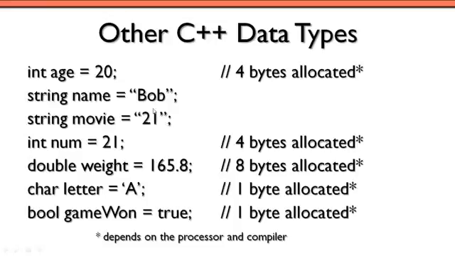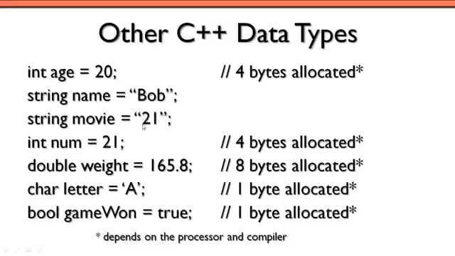And then we could have a string representation of a number. So we have 21 here. So you see that 21 has double quotes around it, but we're storing it into a string variable, in this case called movie. So it may be the title of some particular movie. So always with our string values, the string values will be surrounded by double quotes.